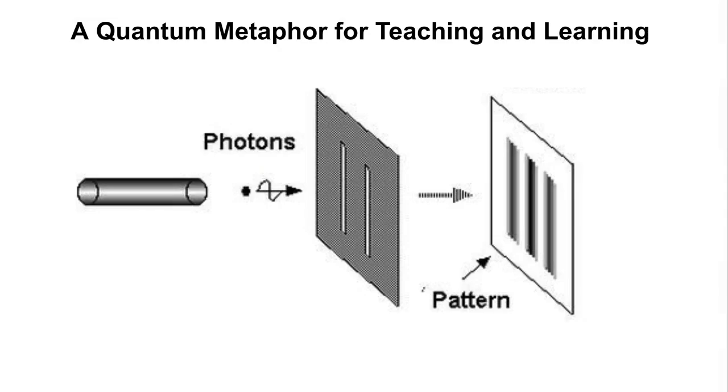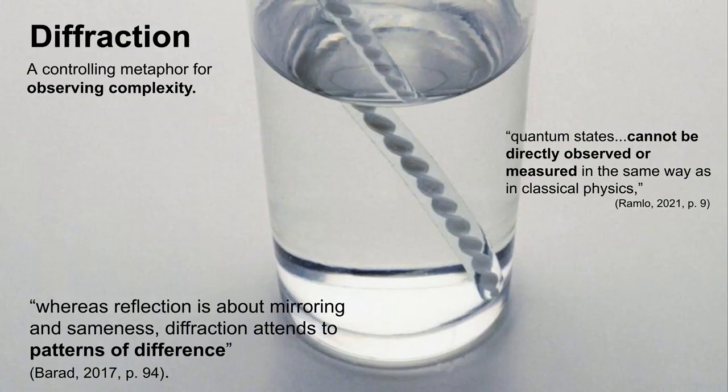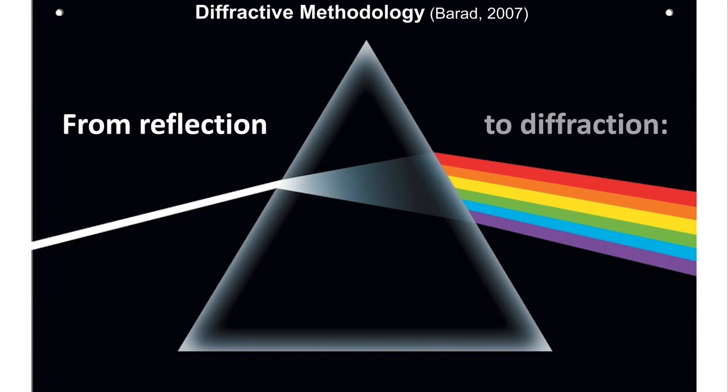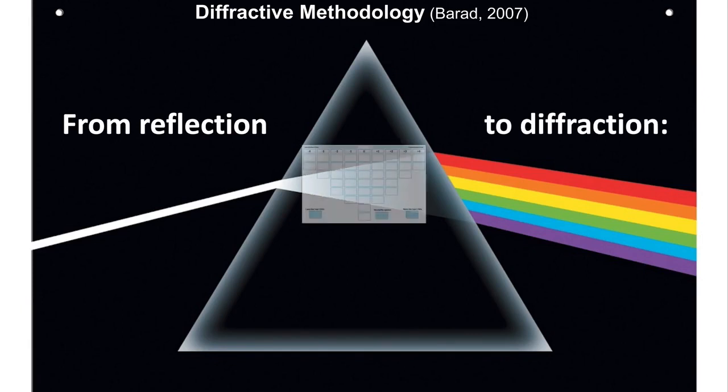And I found in another model this quantum metaphor for teaching and learning, that diffraction can serve to help us conceptualize quantum experiences specifically for teaching and learning. Diffraction as a controlling metaphor for complexity helps us think about, instead of reflecting what we already have experienced, to diffract those experiences to expose patterns of differences. Like Ramlo says, you can't directly observe quantum phenomenon. And so through diffraction, we can begin to reveal some of the underlying processes that influence a complex phenomenon. So Barad actually gives us the diffractive methodology so we can begin to move our complex conceptualization from reflection toward a diffractive approach to exploring human behavior and interpreting it.